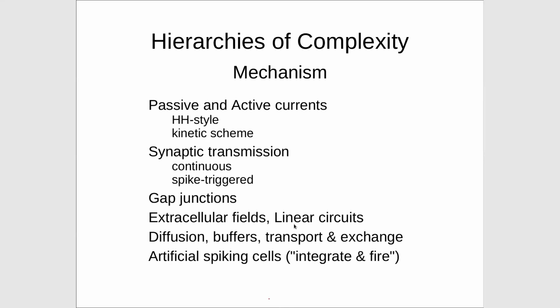NEURON can also be used to add linear circuits to your models if you, say, are interested in instrumentation artifact, for example, and you want to see what happens if your electrode resistance varies or your electrode capacitance isn't properly compensated. How does that affect your recordings? NEURON can also be used to simulate the effects of diffusion, buffers, transport and exchange of solutes and second messengers. And it can also include models in which there is artificial spiking cells. Some people call these integrate and fire type cells, but our artificial spiking cells can also be included in a NEURON model.